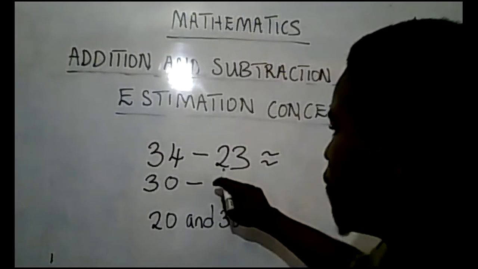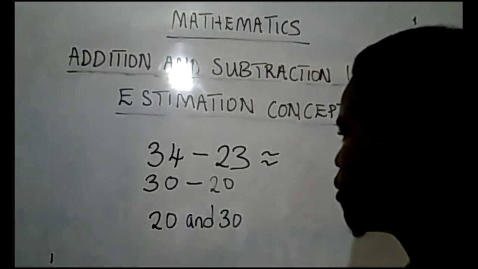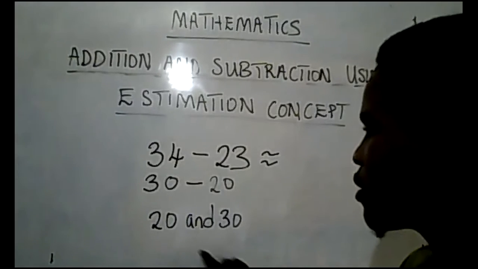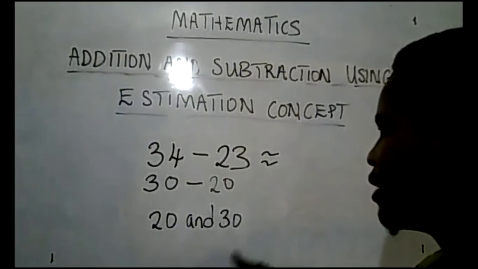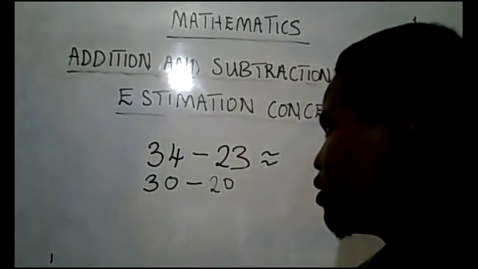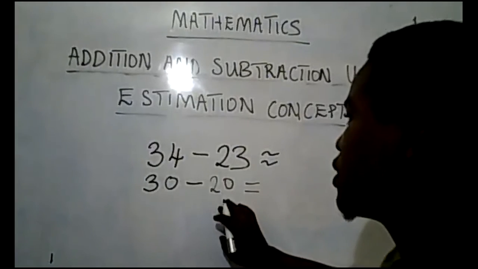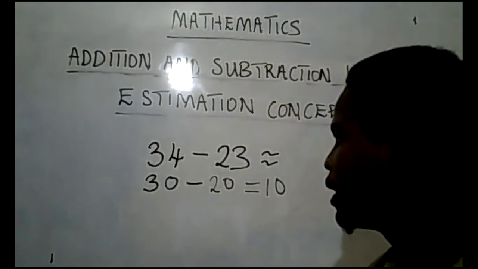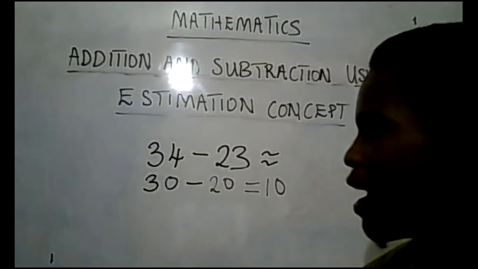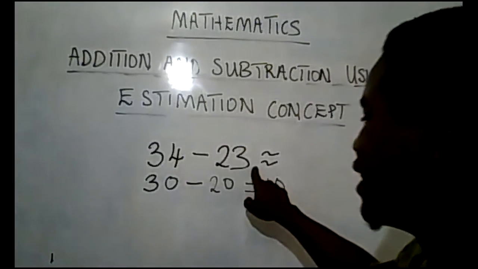Is that taken out? So now, if you are rounding down, you are having 20, because 23 is closer to 20 than to 30. That gives us 30 minus 20. So now 30 minus 20 will be giving us 10. Do not forget, I'm not saying that the accurate answer to 34 minus 23 is 10.